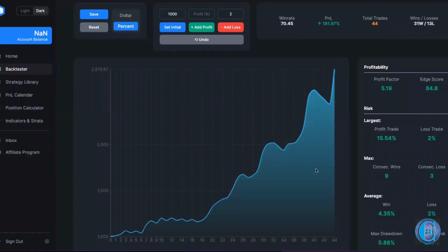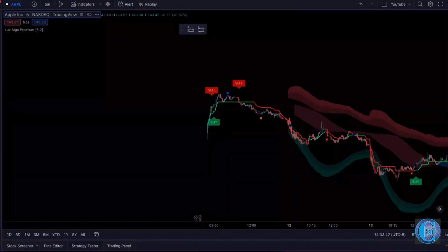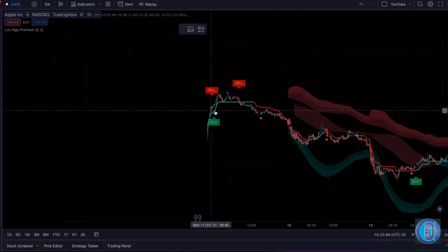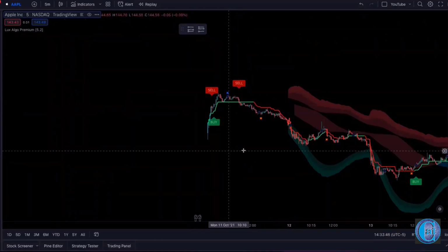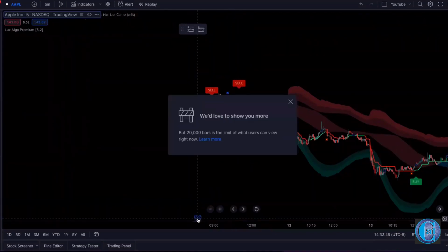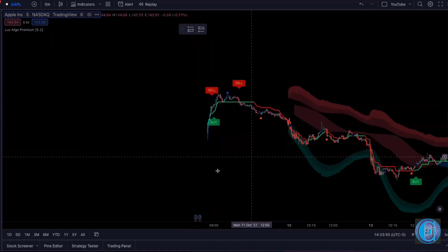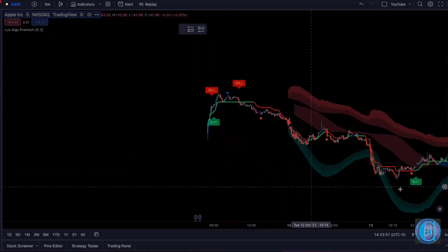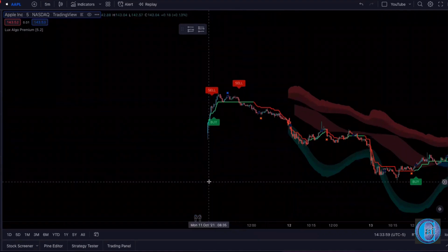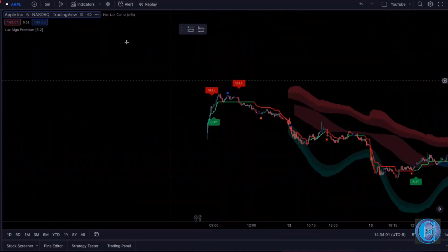Here are the results of the back test, all right? So I did 44 trades, and I know you guys are going to be like, why didn't I do 100 trades? So here's how this works. I did 44 trades because this was on the 5-minute time frame. And on TradingView, on any time frame, it only lets you go back 20,000 bars, okay? And 20,000 bars on a 5-minute time frame is about a year. So I went back a year to do all of these 44 back tests.